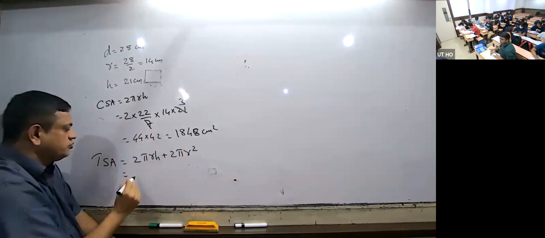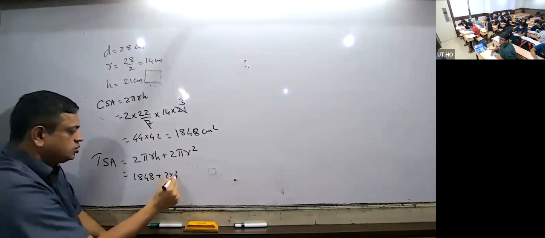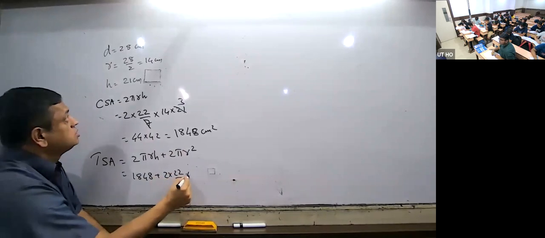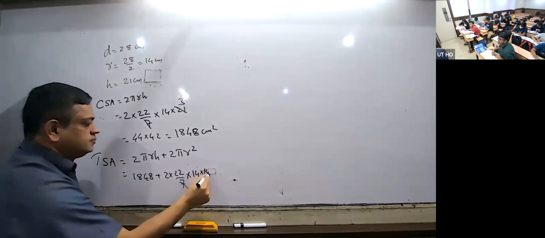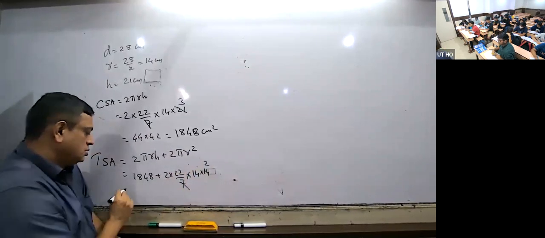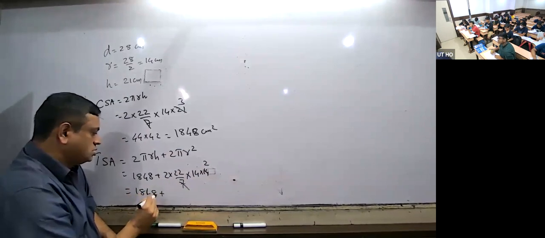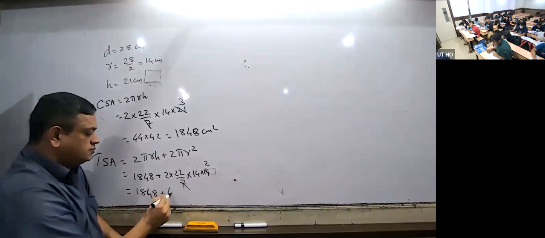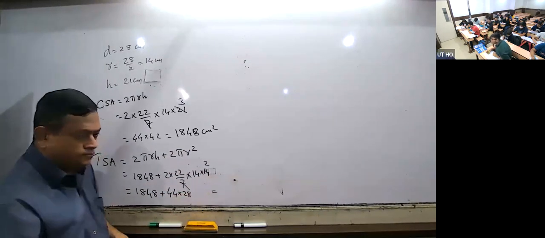Already 2 pi RH you found out, 1848, plus 2 times 22 by 7. R is how much? 14 times 14 square. Cancel. Simplify 1848. Don't add, don't shout the answers. 44 into 28. Multiply and add.